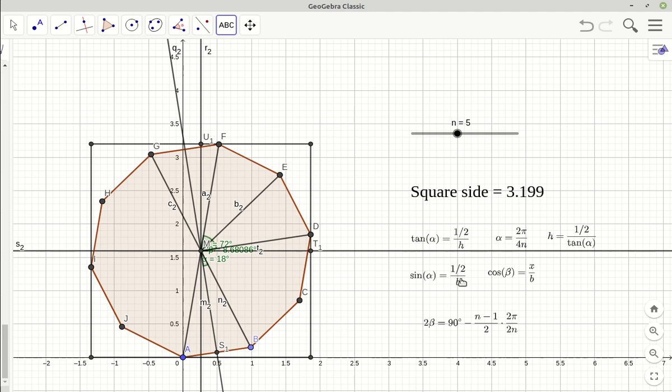We know b because we expressed it via alpha, which we know. So as a result, we can use this equation to find out x, and the resulting length of the side of the square is 2 times x.